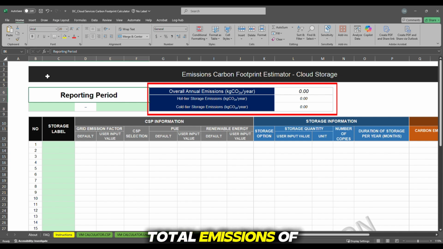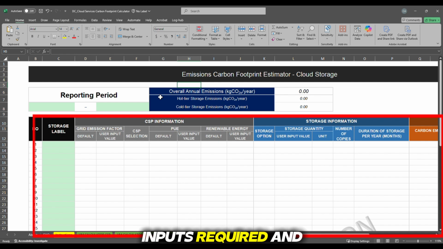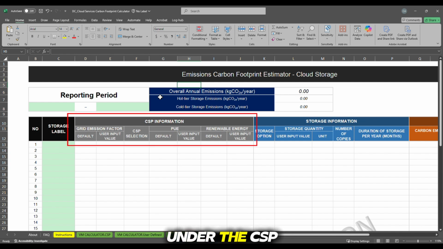This gives the total emissions of all the inputs in the table below, which is for the calculation of instance-level emissions. Looking at the table below, there are several inputs required, and each requires different sources. Let's first take a look at the CSP information. Under the CSP information are the storage label, the grid emission factor GEF, the CSP column, the renewable energy used REU, and the power usage effectiveness or PUE.